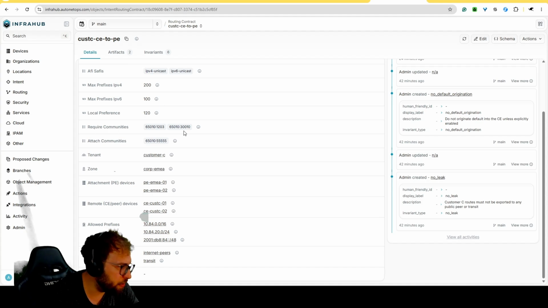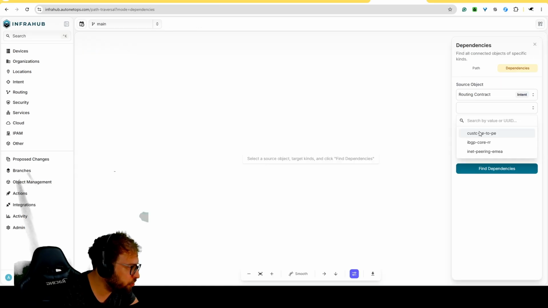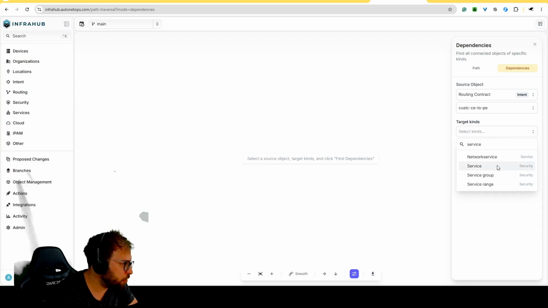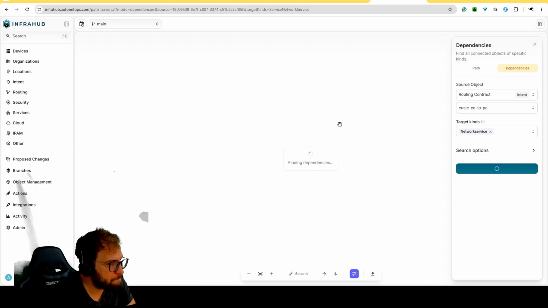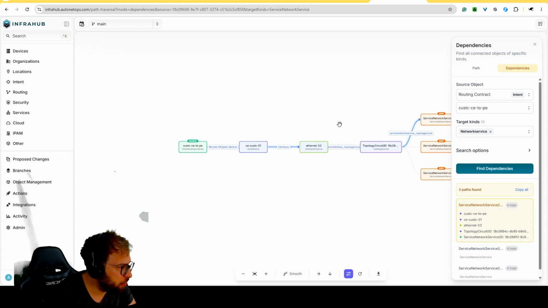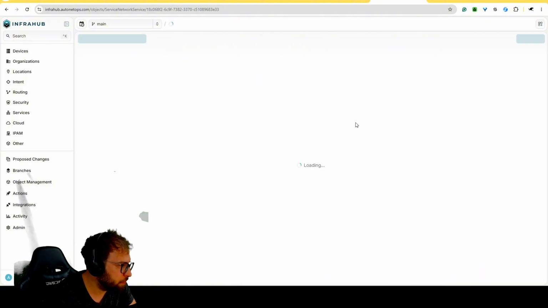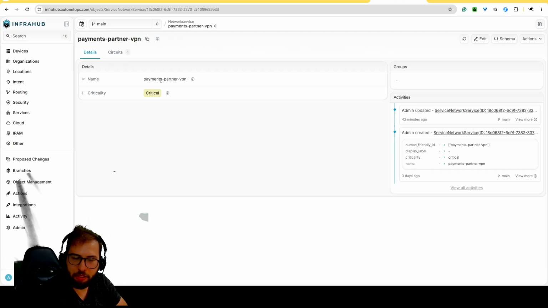Okay, if I change any of this, this is going to fire an automation in my environment. Which service am I going to affect? If we change the customer to CE, which network service are we going to affect? There we are. So we are going to affect this service here. And this is how it maps to the service. So we can see that the payments partner VPN is going to be affected.